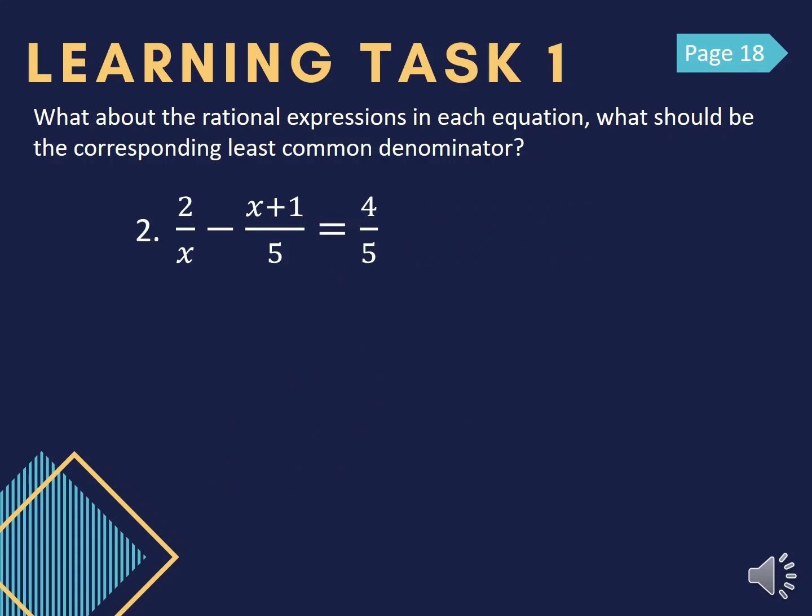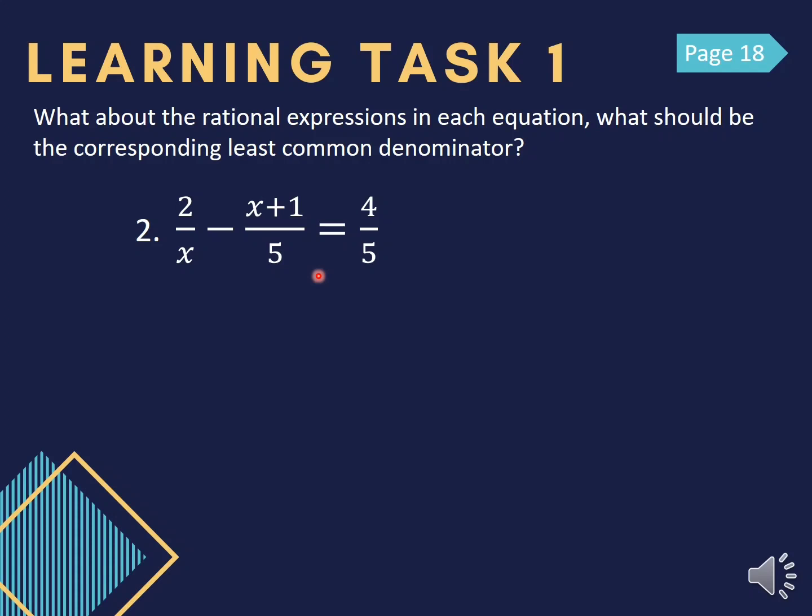In our number 2, we have 2 over x minus x plus 1 all over 5 is equal to 4 over 5. So again, this is an example of a rational equation. Now, the denominators are x, 5, and 5. So if you notice, yung numbers natin ay iisa lamang. So alam na agad natin kung ano yung LCM niya.